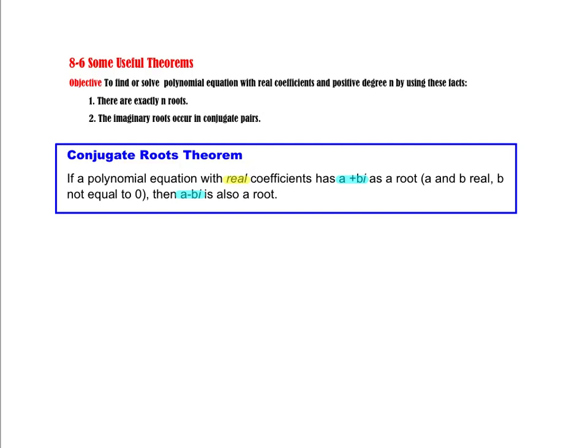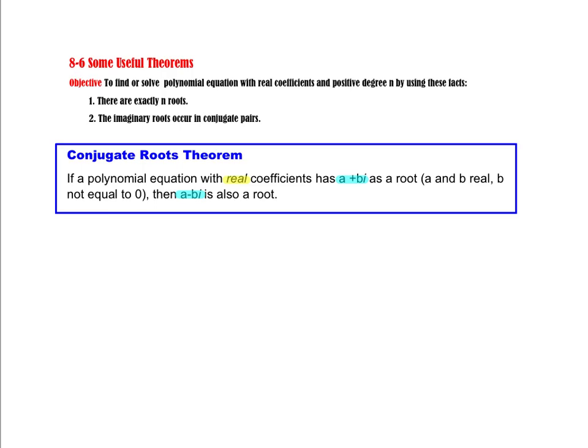Lesson 8.6, it's just called some useful theorems. So basically what we're going to be doing is either writing polynomials or solving polynomials given the number of roots, and then using this idea of the conjugate root theorem. If you read the theorem here, it says if a polynomial with real coefficients has a plus bi as a root, then a minus bi must also be a root.